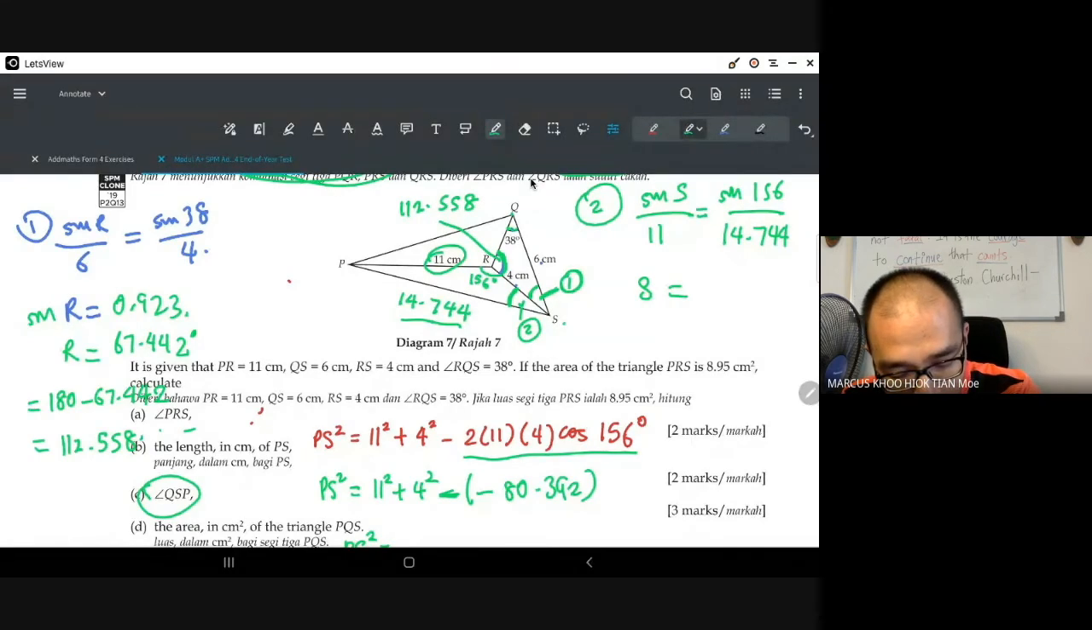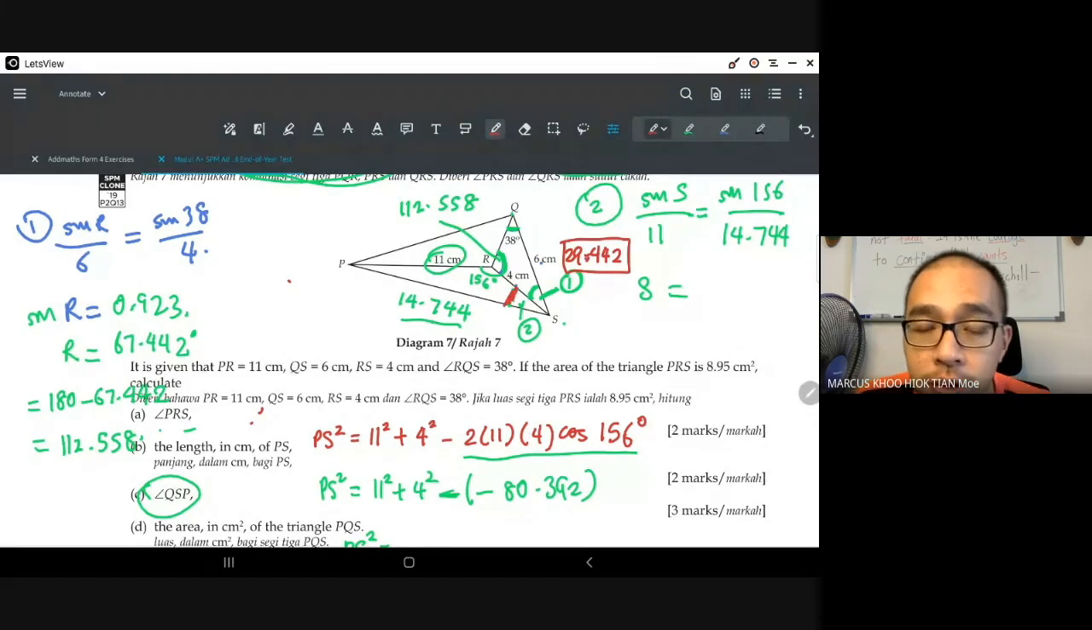Freya, can you tell me what this angle is? If this is 38 and this is 112.558, how much is this? Yvonne, I'm still waiting for this angle. How much is this? Okay, finally we got the first angle, 29.442. So this one is in already. Now we need to count in this one. Still waiting for Yvonne.